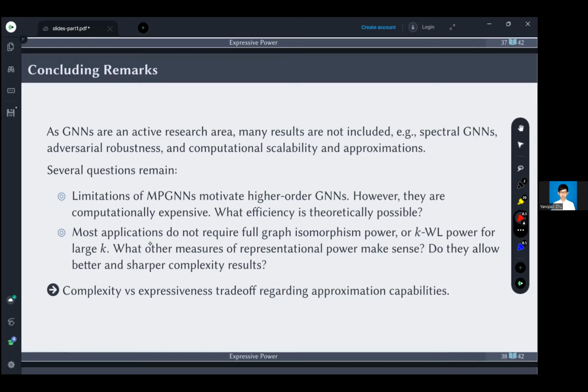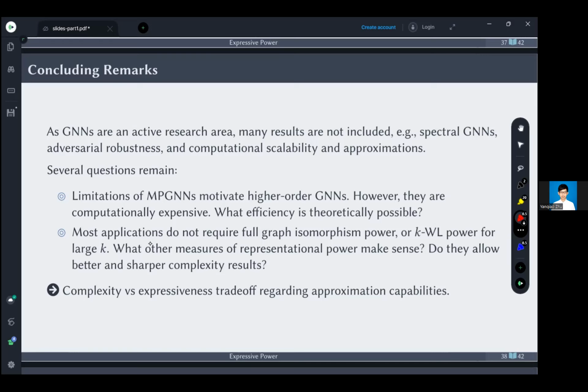Another question is how can we come up with other measures of representation power that make sense, especially in real-world applications? We can use some other real-world applications to demonstrate the representation power of graph neural network models. And can we give some better results, or some sound, technically solid results, based on the representation power?